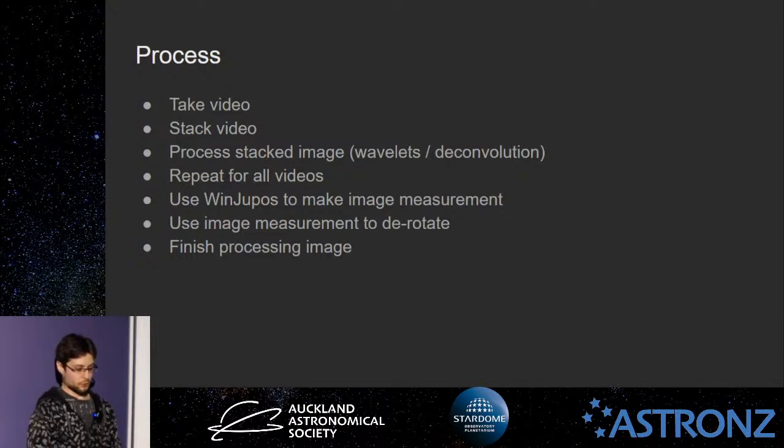You then use WinJUPOS to make an image measurement of those images that you've stacked. You load the image measurement file into the derotation module, which will then spit out a new stacked image. And then you can take that new stacked image, which will have a much higher signal-to-noise ratio, and you can just finish off your processing. So you can apply wavelets to it again, you can use a nice unsharp mask, and you don't have to worry about the noise being pushed up so much.